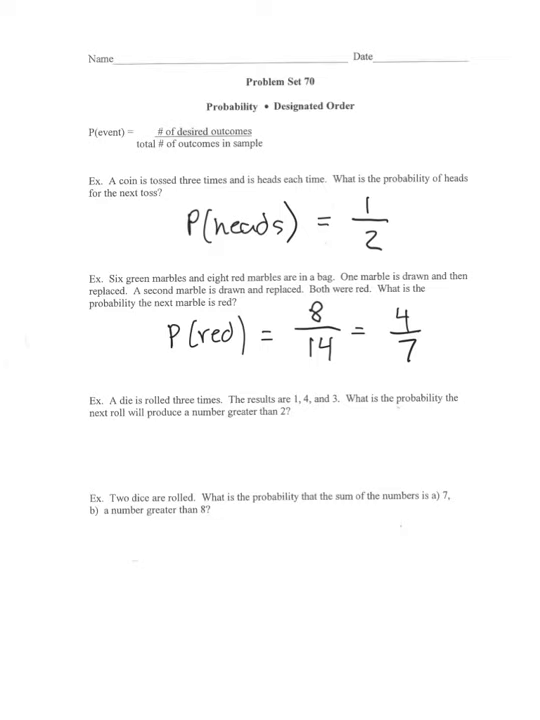Now we go to the die. The die is rolled 3 times. The results: 1, 4, and 3. What is the probability the next roll will produce a number greater than 2?